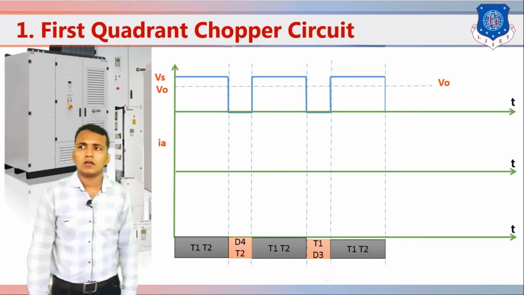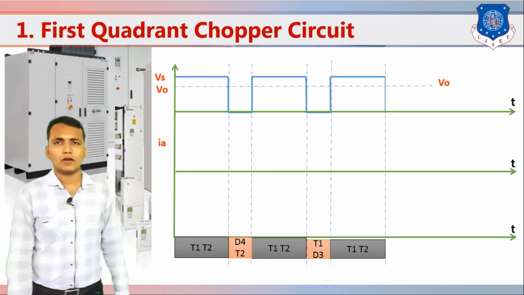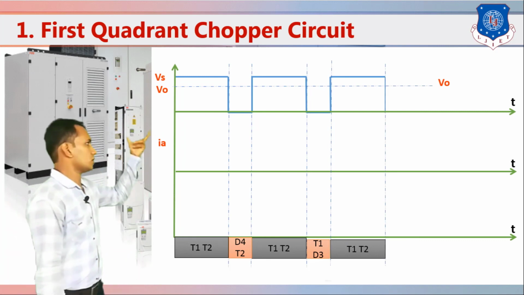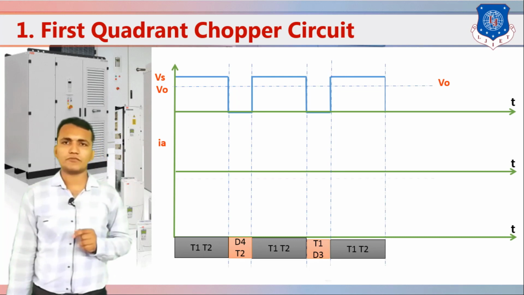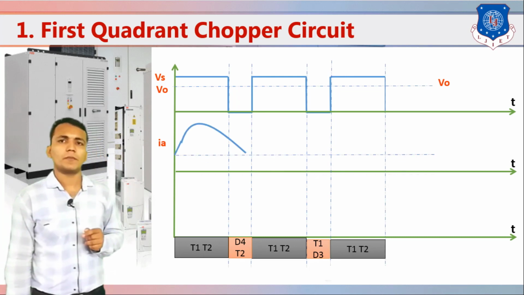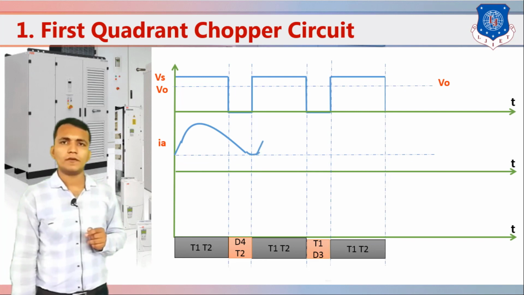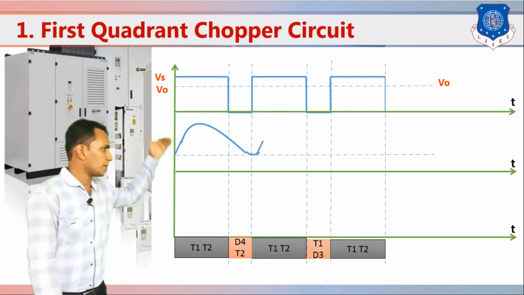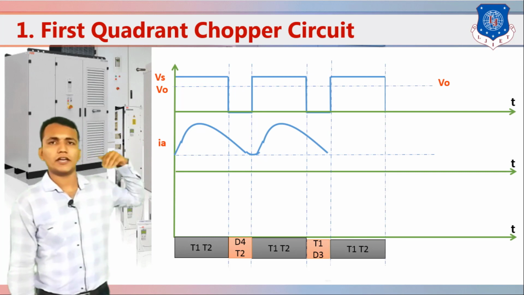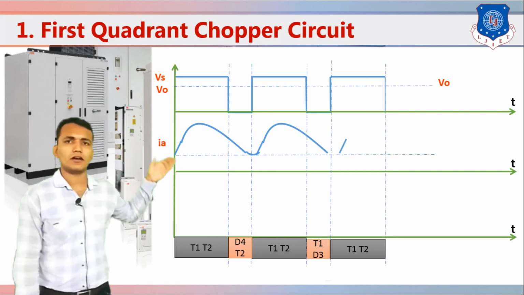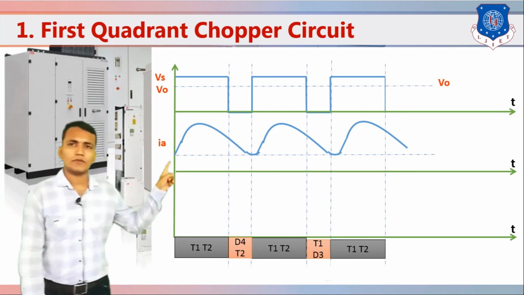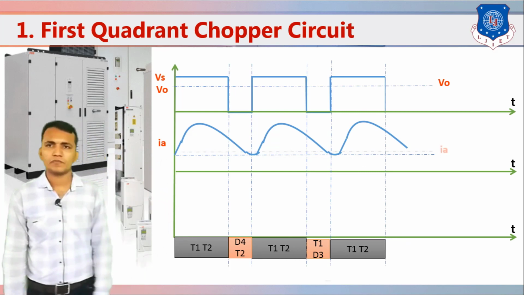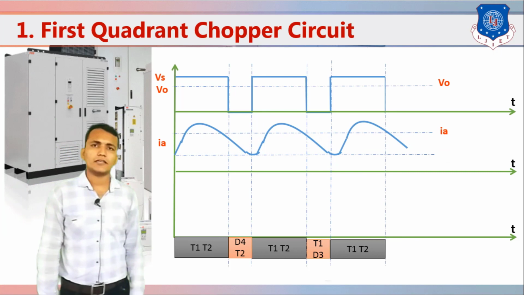Now the armature current. Whenever the switches T1 and T2 are on, the current will be in the high position. Then when they are off, it will decrease. Then again it will be on, so it increases, and again it will be off, so it decreases, and increases. So that is the waveform for the armature current. Now that is the average armature current IA.